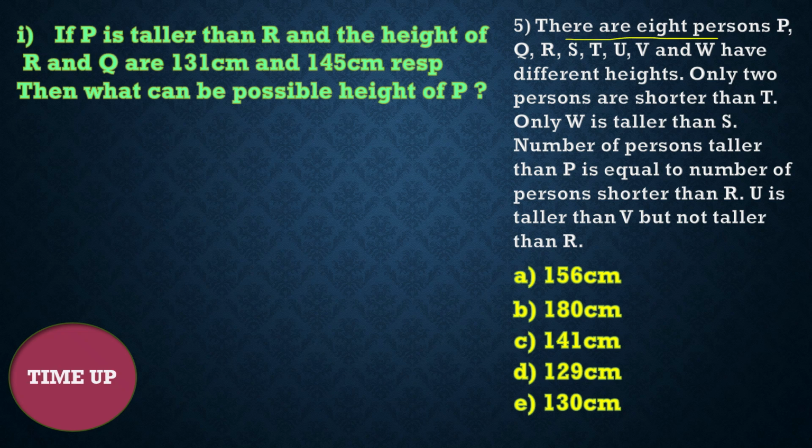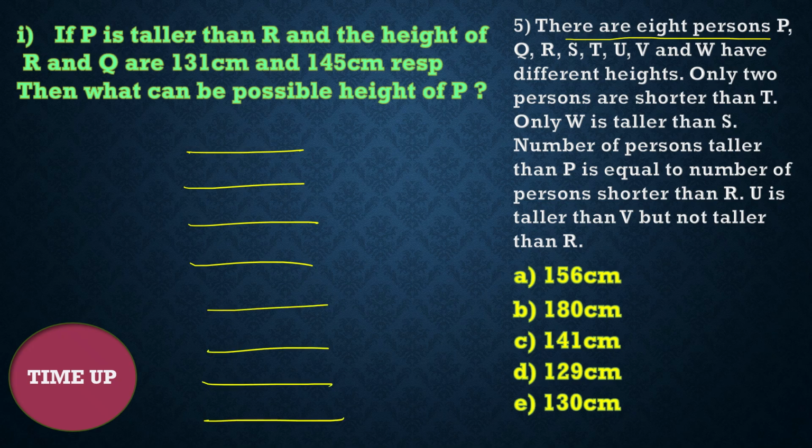There are 8 persons: P, Q, R, S, T, U, V and W, with different heights. 8 persons are there. Only 2 persons are shorter than T, they have said. So I will place T here because only 2 persons will be shorter than T. Only W is taller than S.